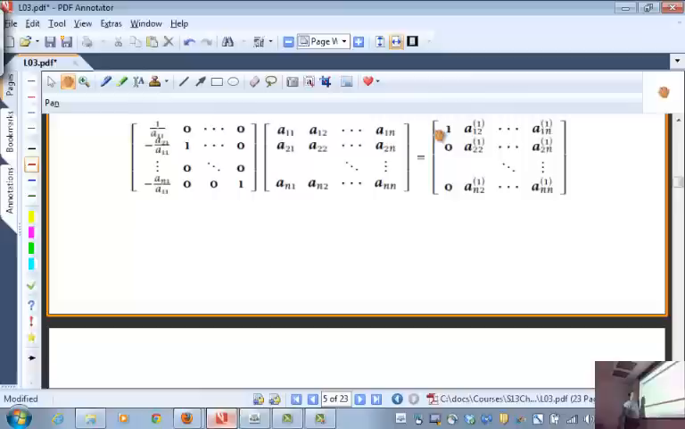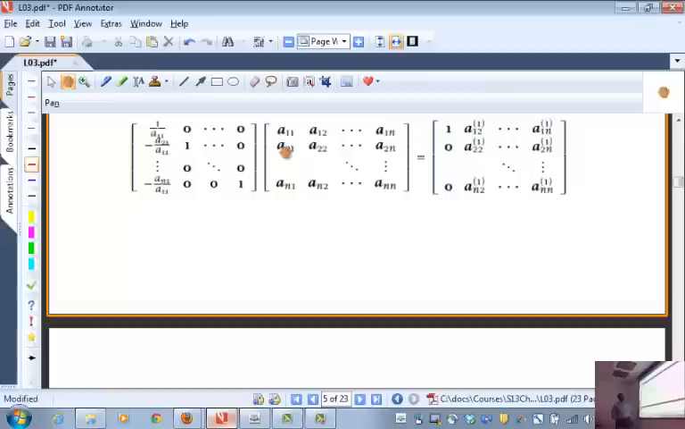Then you take the second row with the first column. That's going to give you this number that you see here. So the second row is minus A21 over A11, multiplied by A11. So A11 cancels out, you get minus A21 plus A21, 1 times A21, and that will be equal to 0. That cancels out. So if you carry out this multiplication once with that matrix L1, it is equivalent to eliminating X1. Do you understand that?